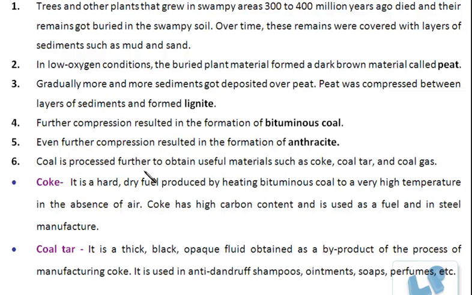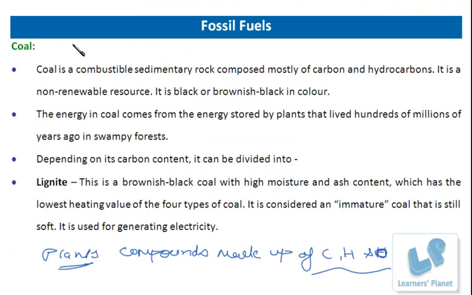Right? Coal is processed further to obtain useful materials such as coke, coal tar, and coal gas. We'll be discussing the processing of coal later. Let's first discuss the types of coal. That is, the lignite is here, bituminous coal is here, anthracite is here. Now, how is this categorization taking place?